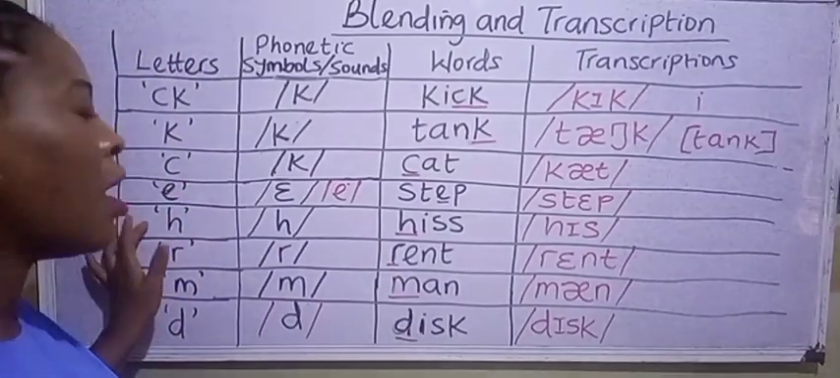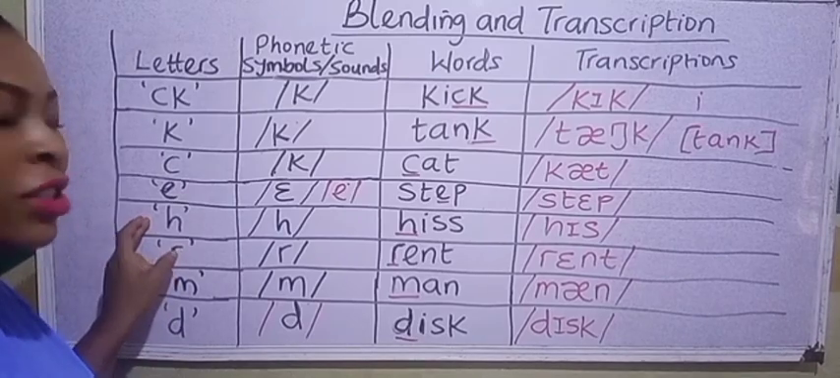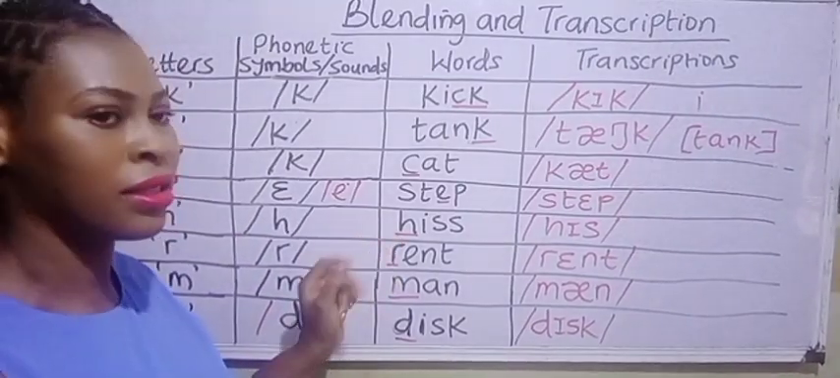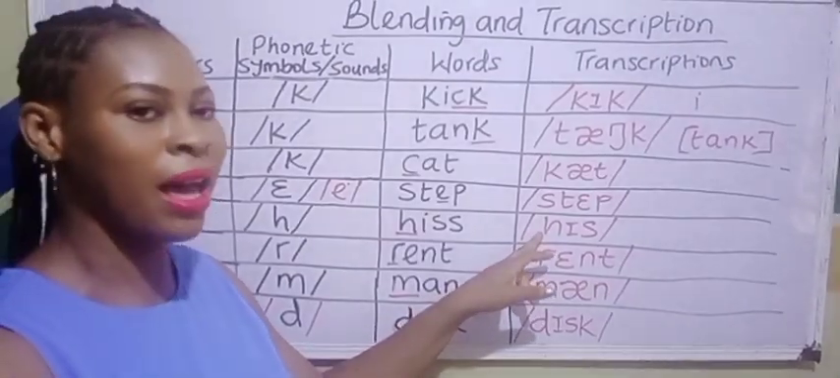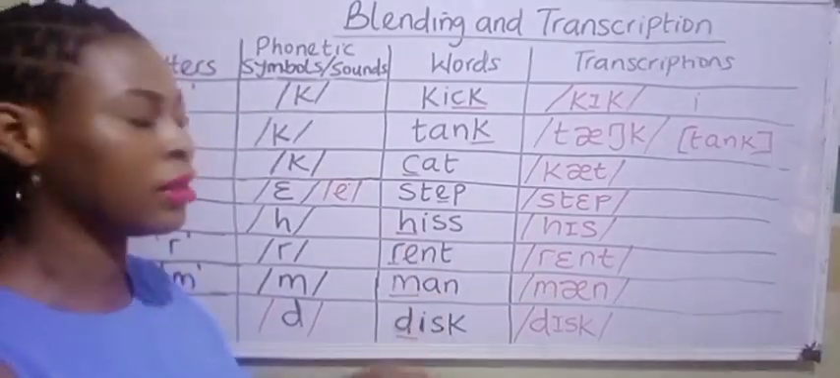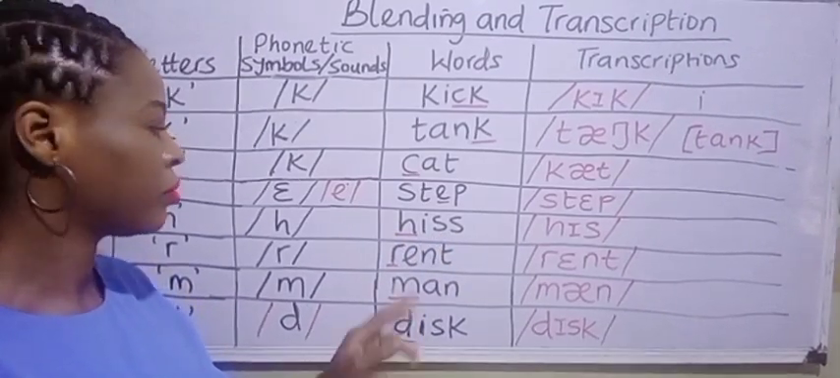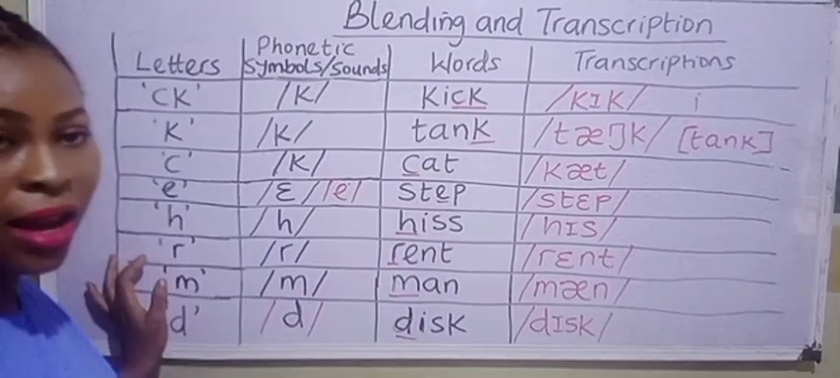So now let's move on. The letter H is sounding here as in his. Now it is transcribed as. Now let's blend it together. We have his. Now let's move on to the next sound.